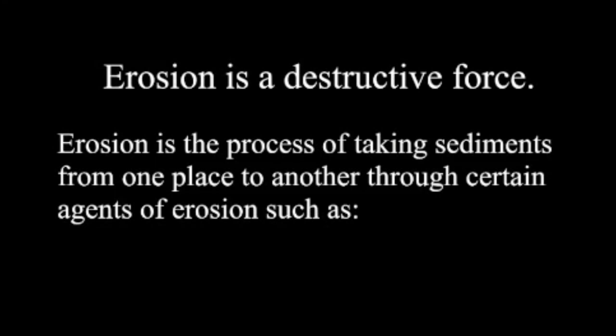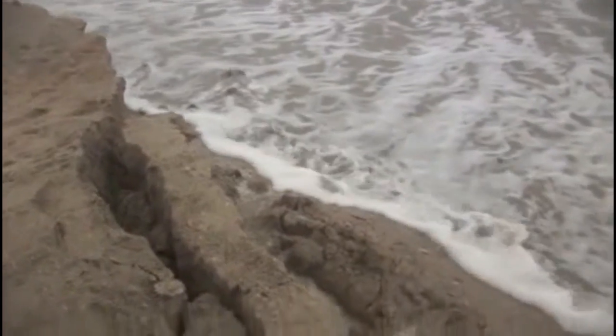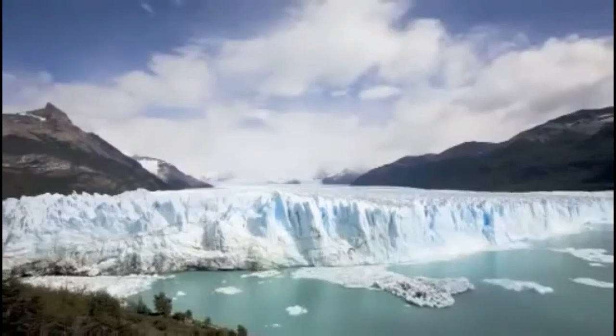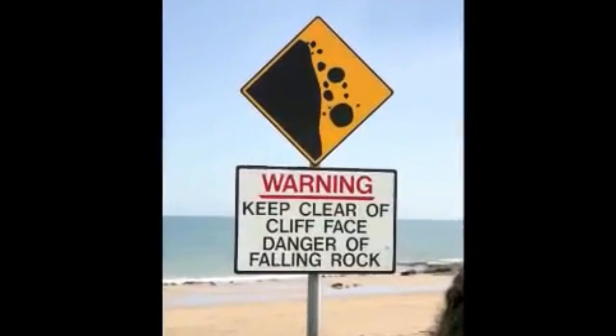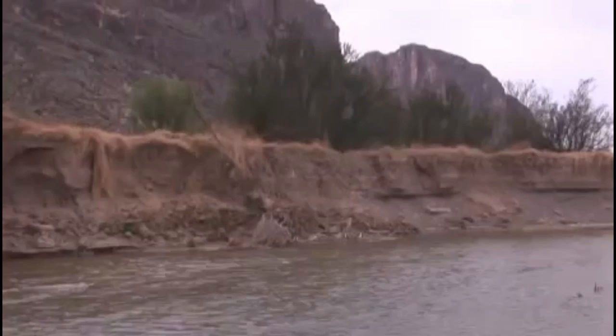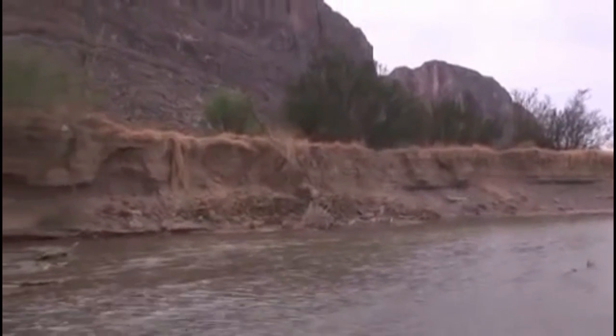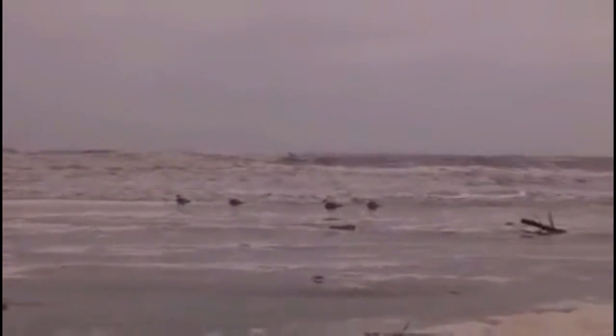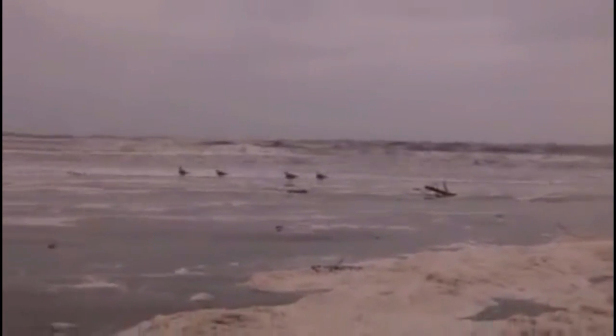Erosion is the process of taking sediments from one place to another place through certain agents of erosion, such as water, wind, glaciers, and gravity. Rain, or running water, erodes easily new soil or sand. Water from the ocean erodes sand, forming beaches.